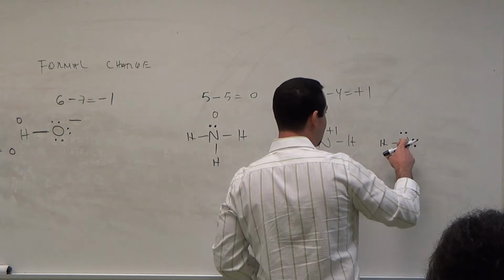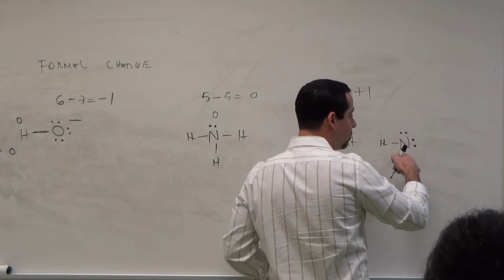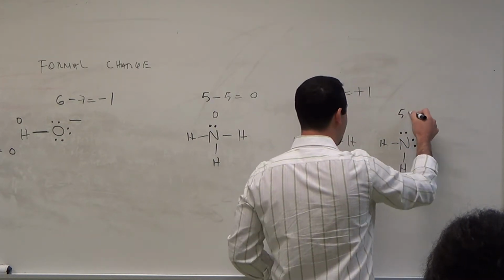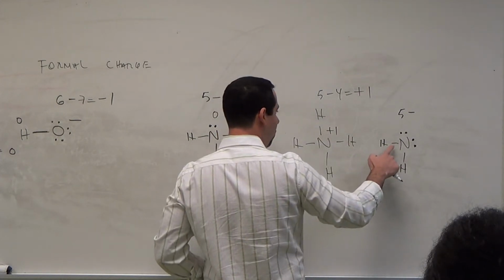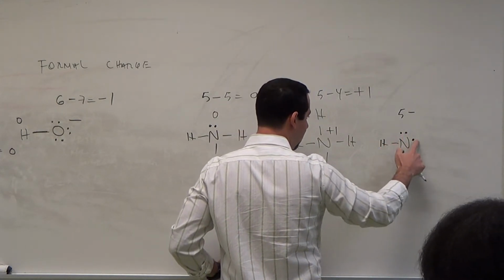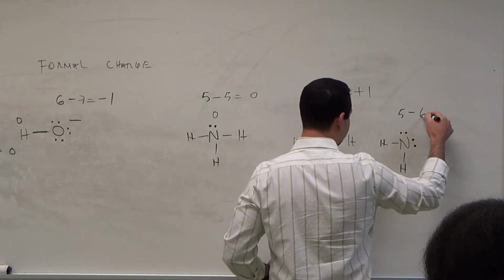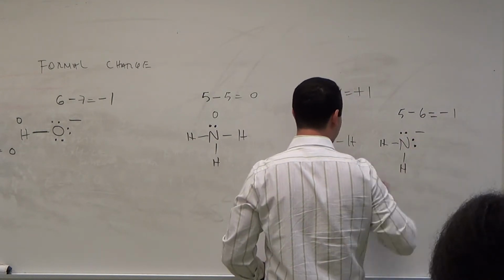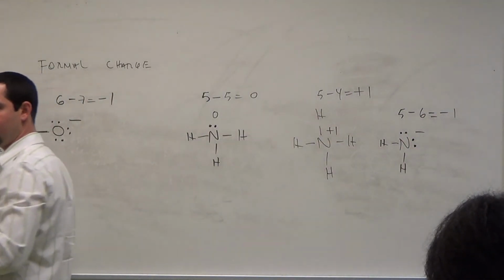All right, let's do this one. How many valence electrons does nitrogen have? 5. Minus the ones I count with a finger: 1, 2, 3, 4, 5, 6. Minus 1. So the formal charge of that nitrogen is minus 1.